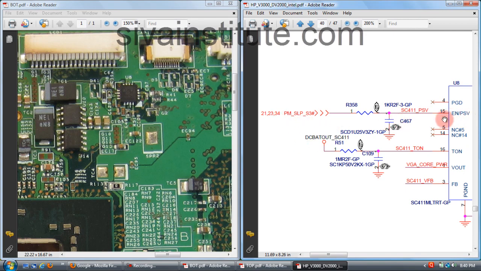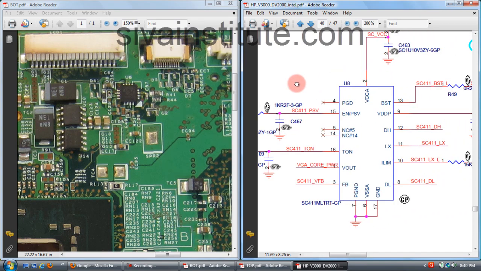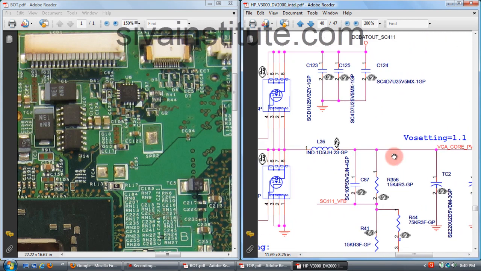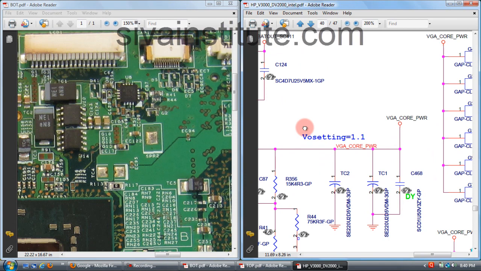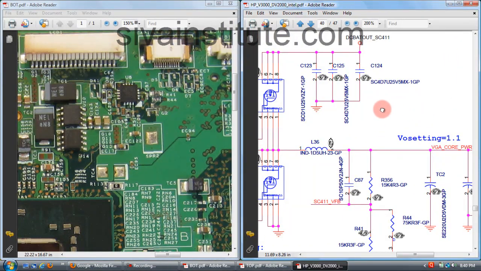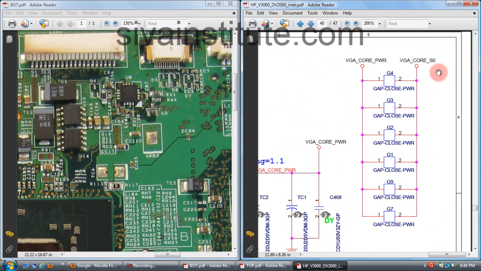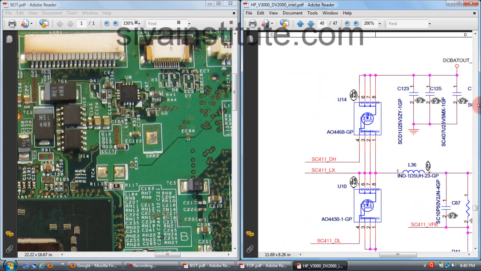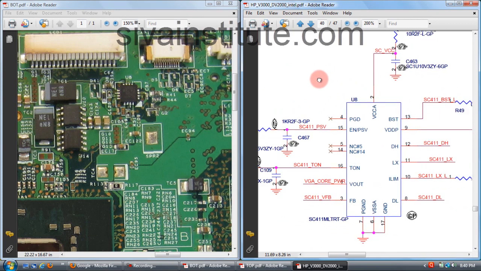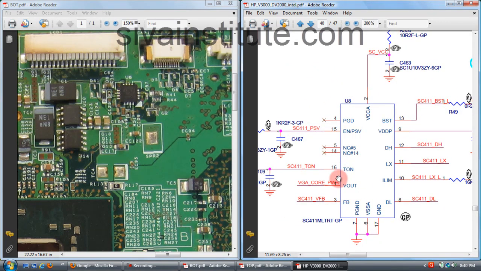When you give voltage to pin number 15, SLP S3 3.3 volts, S0 output comes out. S0 output voltage comes out from this place. 1.1 volt. This voltage S0. S3 input, output S0. When you give this voltage to U8, total 16 pins.